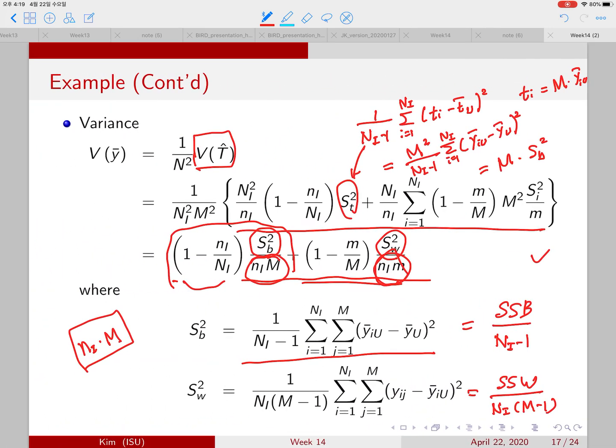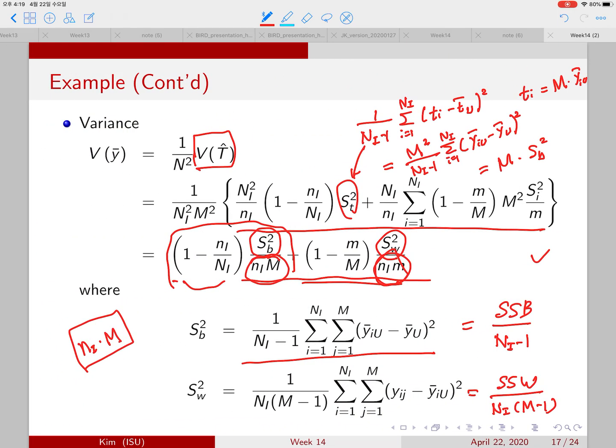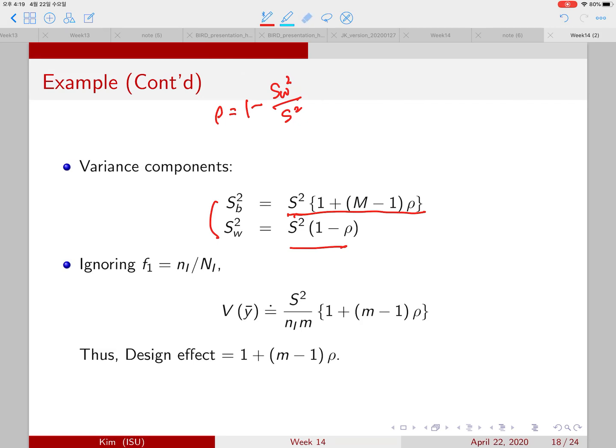Now we use the intra-cluster correlation coefficient, rho, right? So the definition of rho is like this, that is the rho that we learned last week. And then one result is this: S_B squared is something like this. So we can use this and then plug it into here.